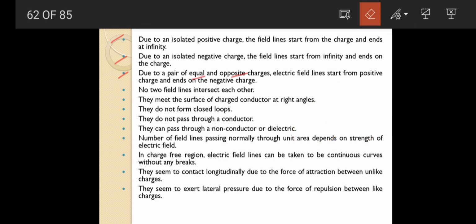Now, next property. No two field lines intersect each other.